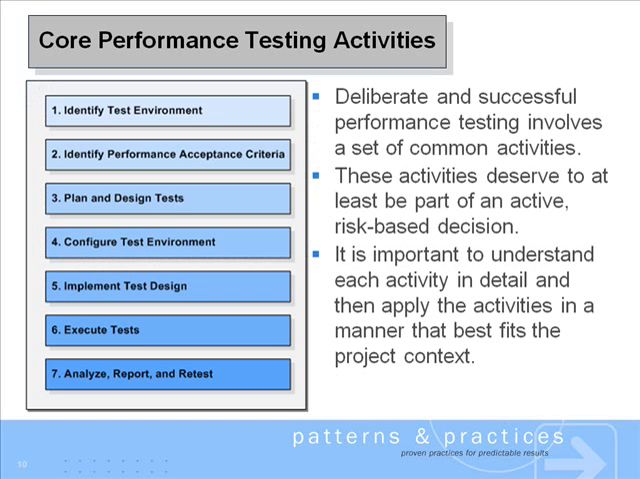Experience shows that the seven activities on the left are common to deliberate and successful performance testing projects. These activities deserve to at least be part of a risk-based decision-making process when it comes to your project. It is important to understand each of these activities in detail and then apply them in a manner that best suits the context of your project.